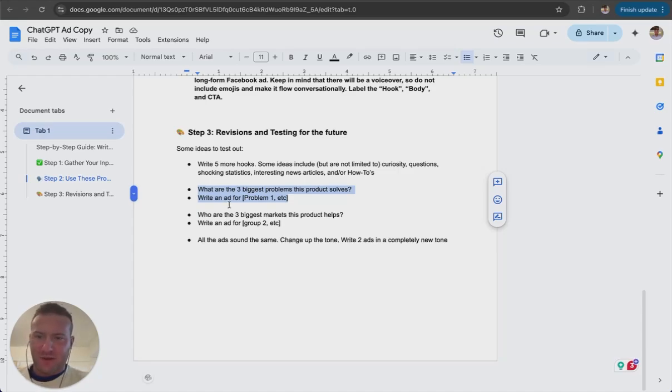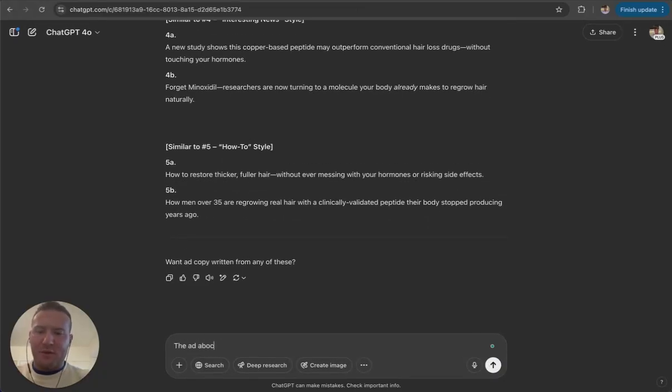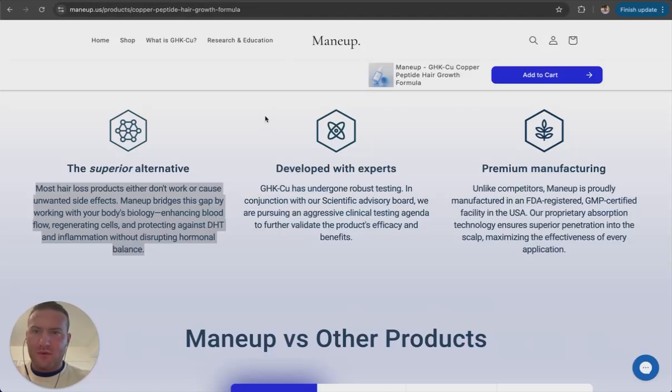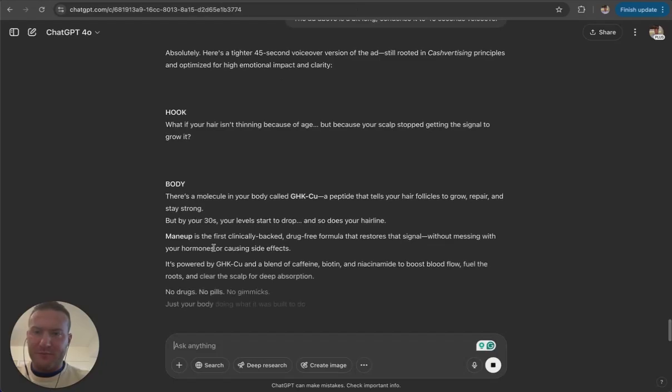And then last thing that I'll leave you with, as you start having ChatGPT write you a lot of different ads, they're all going to start sounding very similar. And when that happens, you kind of just have to shock it. Say, all your ads sound the same, change up the tone, write 2 ads in a completely new tone. All right, so let me just show you how that would work. The ad above is a bit long. Condense it to 45 seconds voiceover. Then I'm going to come here. I'm going to write both ads sound the same, change up the tone.